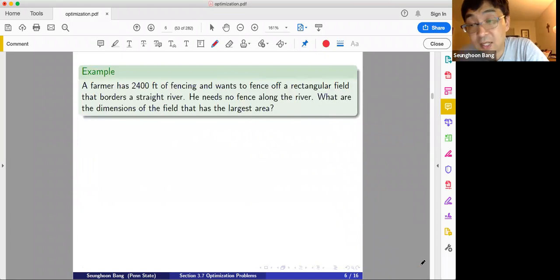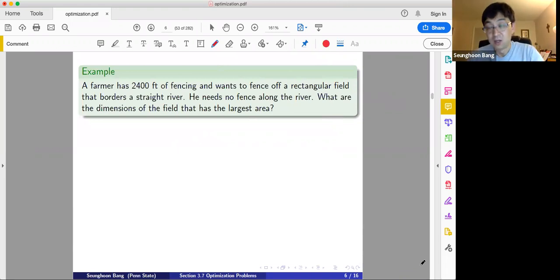Here, this is like examples. A farmer has 2,400 feet of fencing and wants to fence off a rectangular field that borders a straight river. He needs no fence along the river. What are the dimensions of the field that has the largest area?